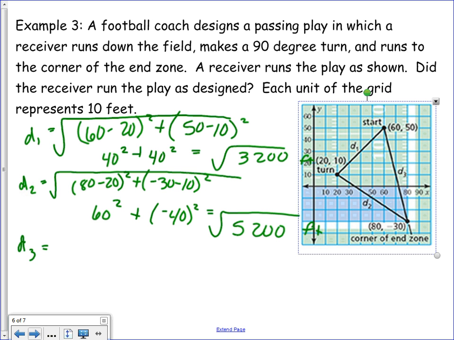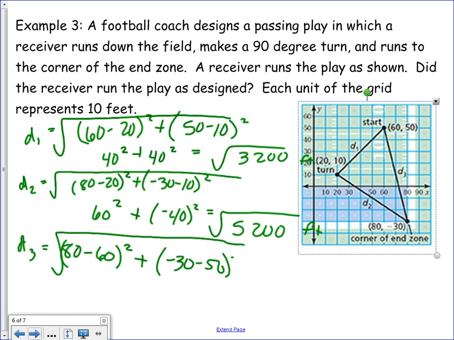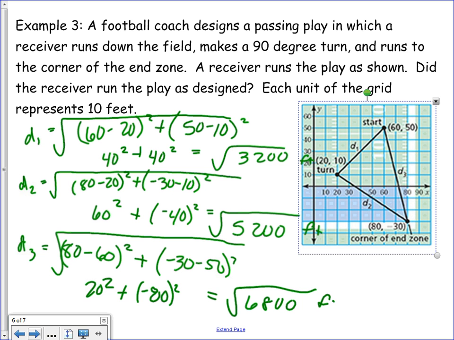Distance 3, the final one, will be 80 minus 60 squared, again it's the square root of all this, plus negative 30 minus 50 squared. So we have 20 squared plus negative 80 squared. And that's going to give us a total of the square root of 6,800 feet. Now, those are our 3 side lengths finally: 1, 2, and 3.